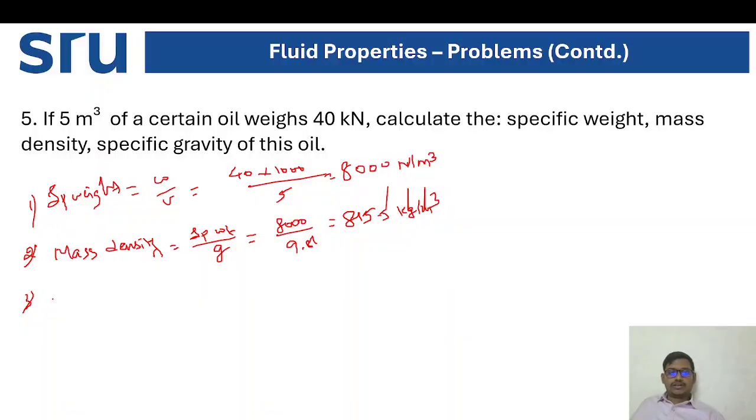And third one, specific gravity equal to specific weight with respect to the reference. Now we can see specific weight of an oil is equal to 8,000, with respect to the reference, which is nothing but 10,000, that is equal to 0.8.